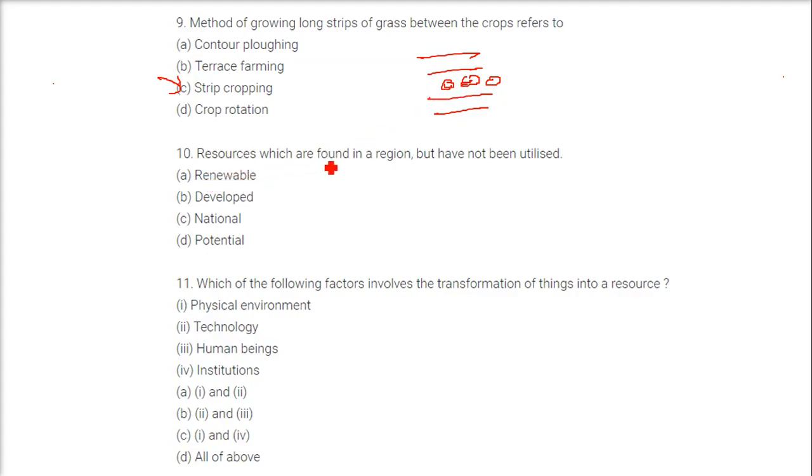Next, resources which are found in a region but have not been utilized. The answer is potential resources. Which of the following factors involves the transformation of things into a resource? The answer is actually all of the above: physical environment, technology, human beings, institutions.